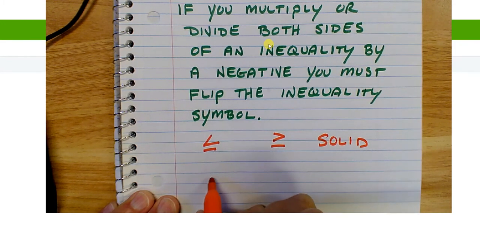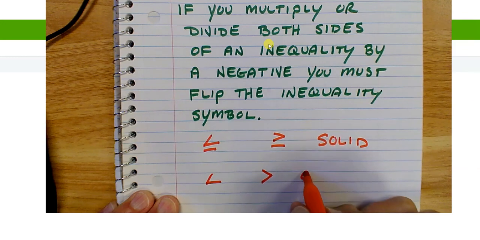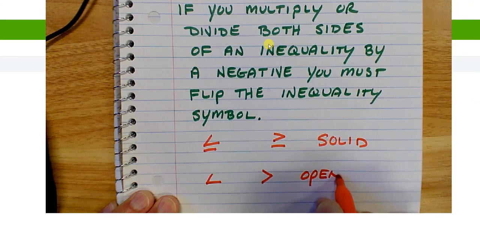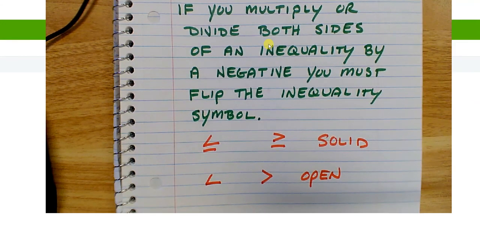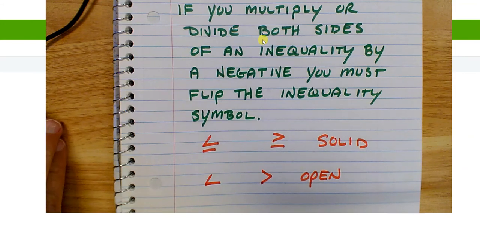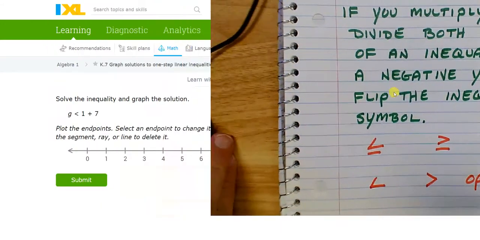Those guys are going to be solids. Those guys are going to be opens. This is a less than or equal to. That's a less than. That's a greater than or equal to. That's a greater than. I'm looking for open circles. Here we go. Open and closed circles.